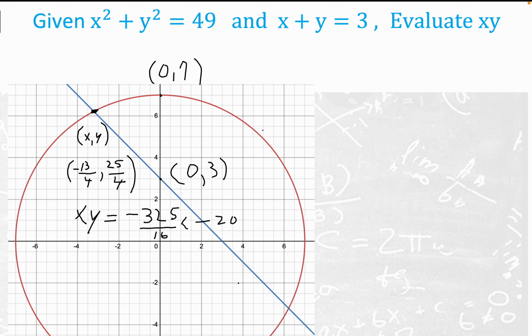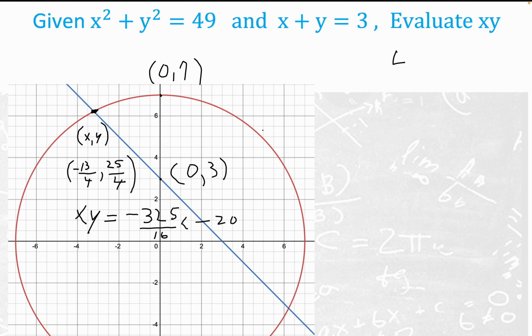I have a fun problem tonight for you, where we're trying to determine the product of x and y, where x and y represent the x and y coordinates of where the graph of the line and the circle intersect. It's down here and also up here. Now, first of all, what I want to do is just talk about estimates.